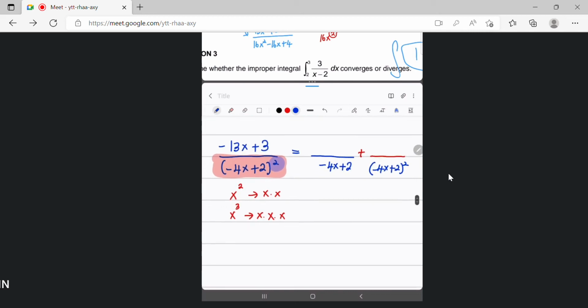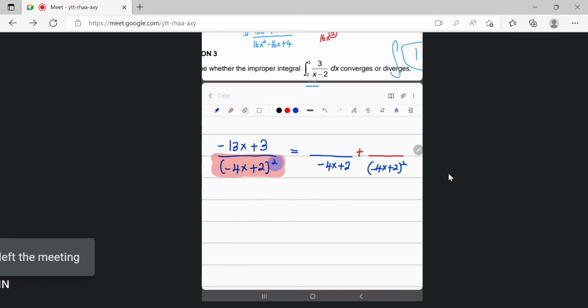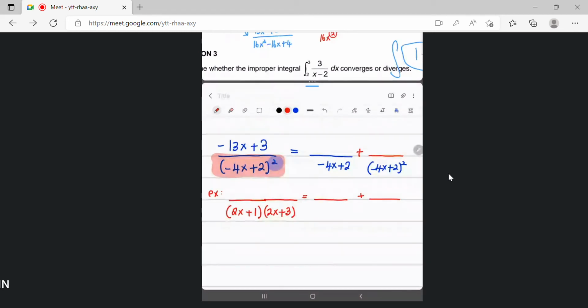Okay. Saya bagi contoh lain. Hanya fokus kepada power yang ada dekat luar bracket. Ini contoh. Okay, contoh kita ada ni. 2x plus 1 times with the 2x plus 3. Ada berapa banyak bracket? 2. Bila 2? 1, 2. Okay.